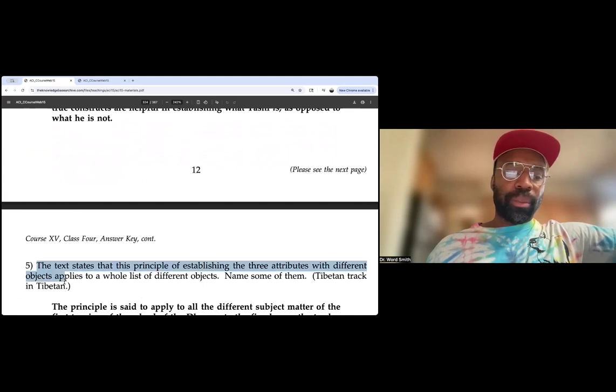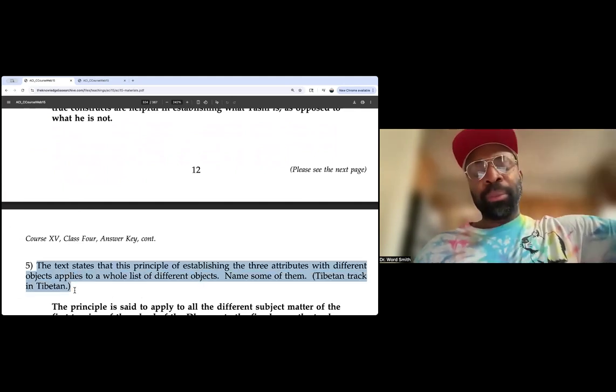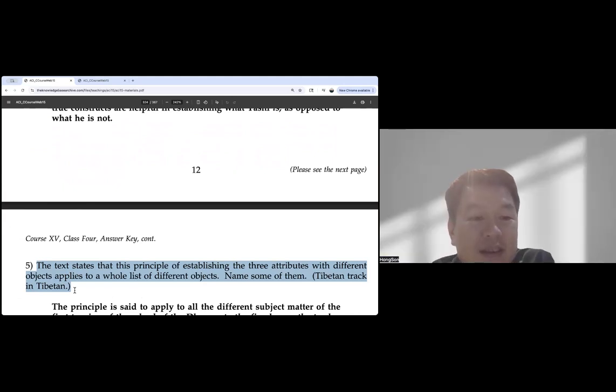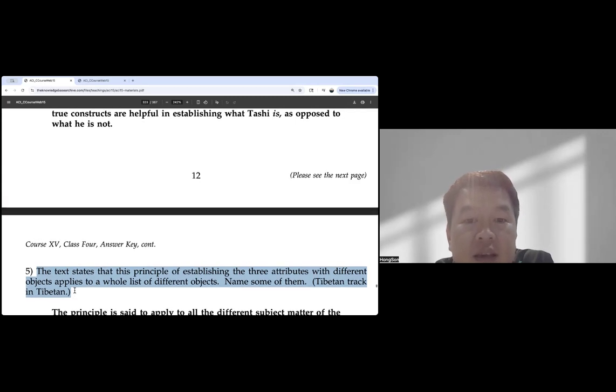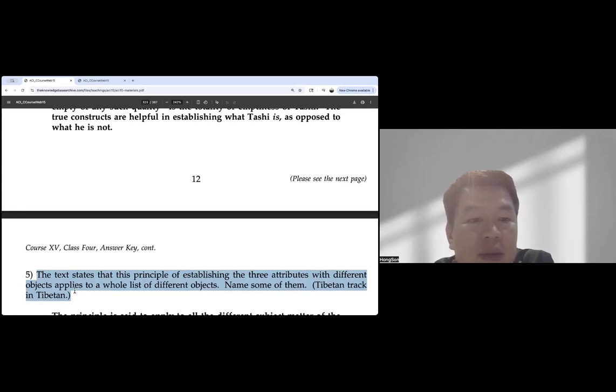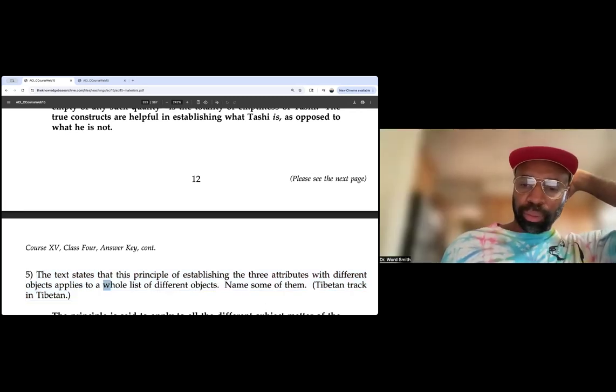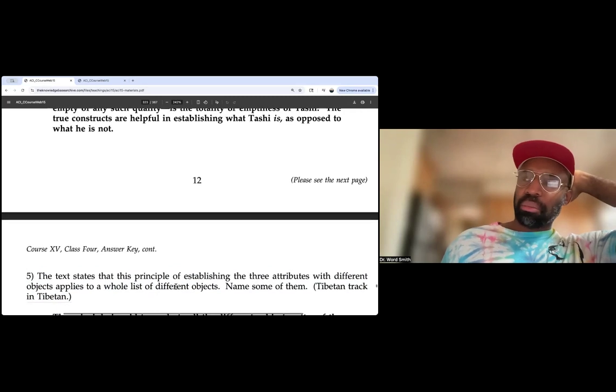Number 5. Good job, Daria. Number 5. Hong Sun, would you read? Yes, teacher. The text states that the principle of establishing the three attributes with different objects applies to a whole list of different objects. Name some of them. I don't know what the list is.